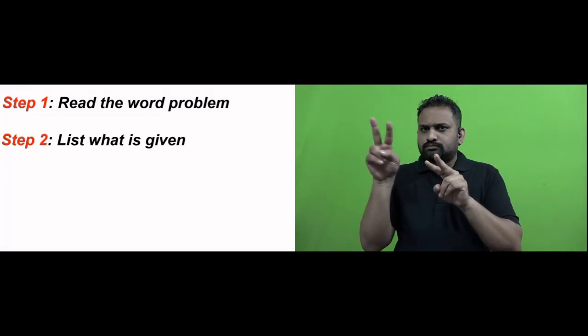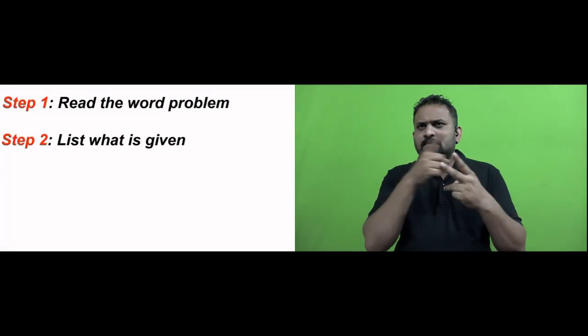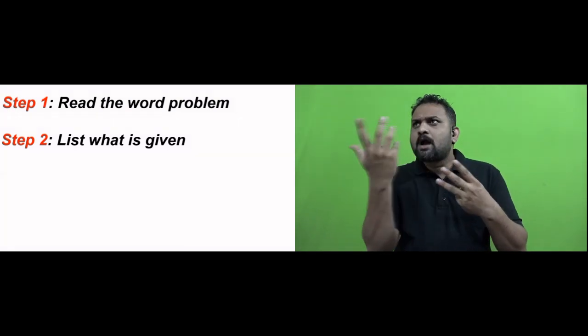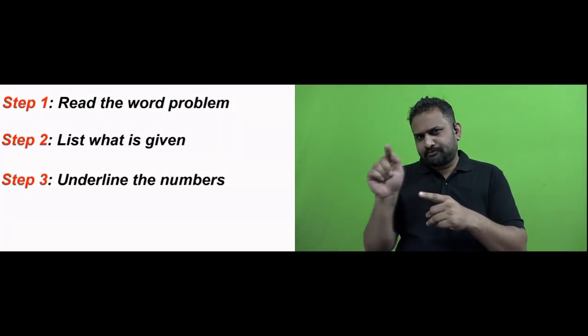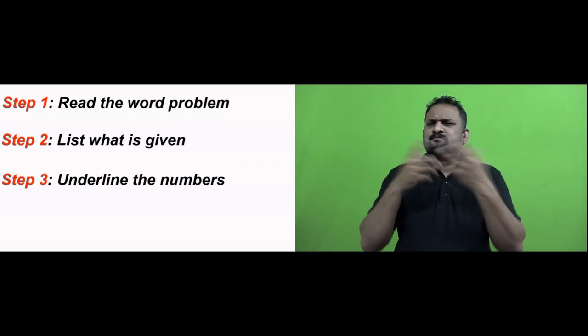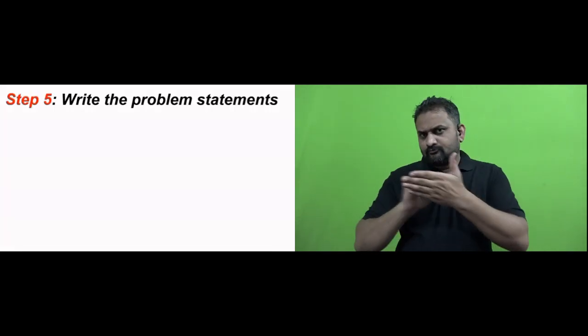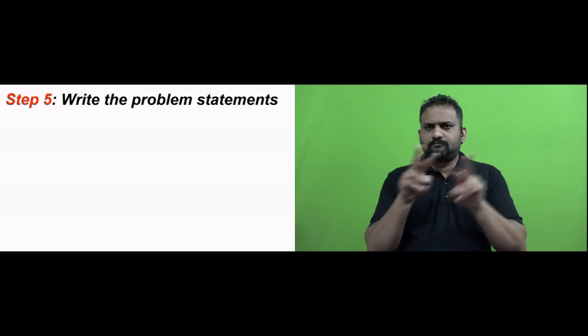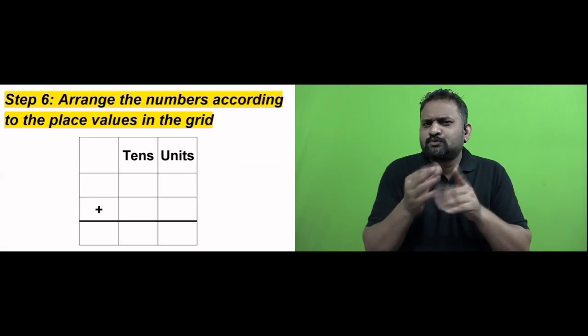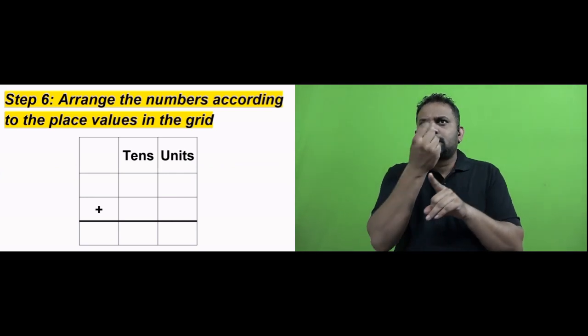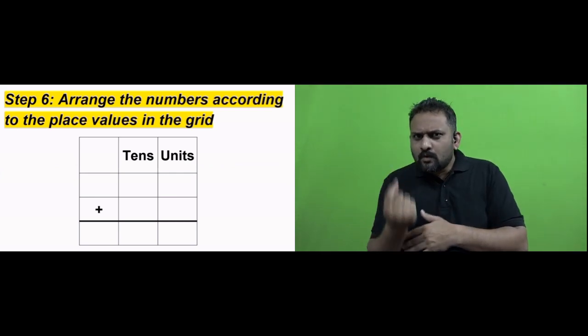Step 1. Read the word problem. Step 2. List what is given. Step 3. Underline the numbers. Step 4. Identify the question. Step 5. Write the problem statements. Let's take a look at what is step 6. Step 6. Arrange the numbers according to the place values in the grid.